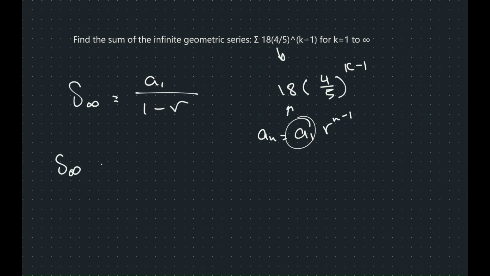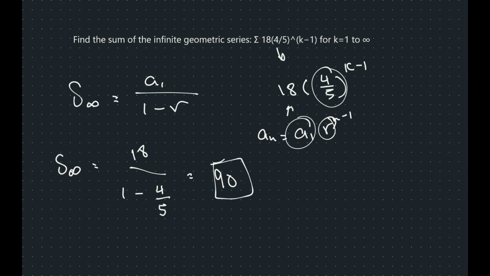So S infinity is equal to 18 divided by 1 minus what is r? It's 4 over 5. So 4 over 5. And using the calculator, we can solve it. So 18 divided by 1 minus 4 over 5. And the answer is 90. And this is the answer.